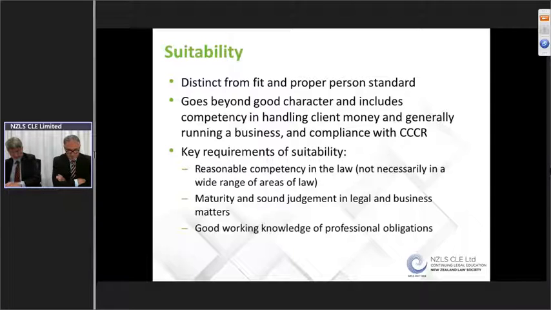Now, David will be talking about this a bit more, and the Stepping Up course focuses on it, but it is not necessarily the case that as a competent lawyer you are also competent at running a business, with all of the obligations of paying tax, possibly employment-related obligations, ACC, income tax, and so on. So suitability looks into that area as well, the ability to run a business.